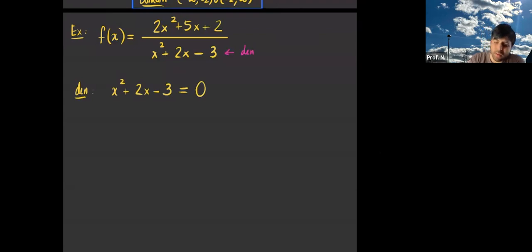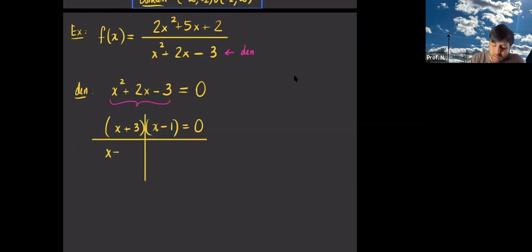So then what can I do here? Does anybody know how I can solve this? This is a quadratic equation. Can I solve this? I can factor. That's right, Jalen. Good. So I can factor this. And when I factor this, this becomes what? x plus 3, x minus 1 equals 0. So what adds to 2 but multiplies to negative 3? And then what happens? I get x equals negative 3 and x equals 1.